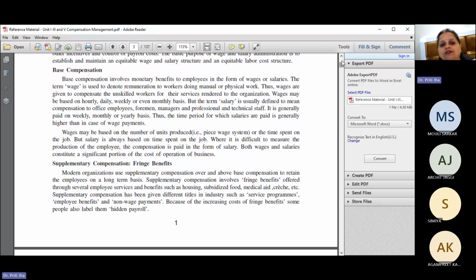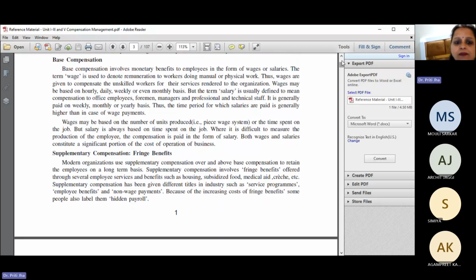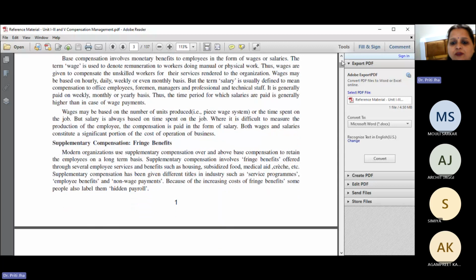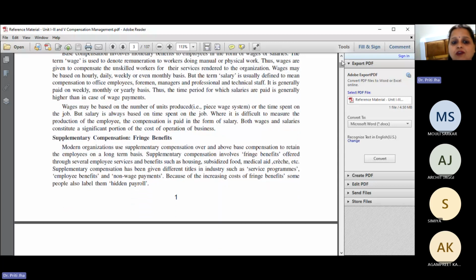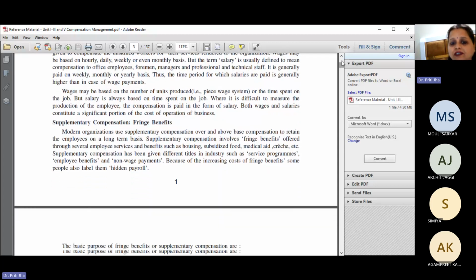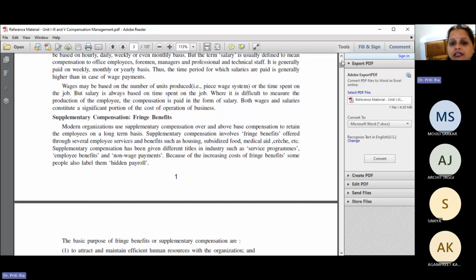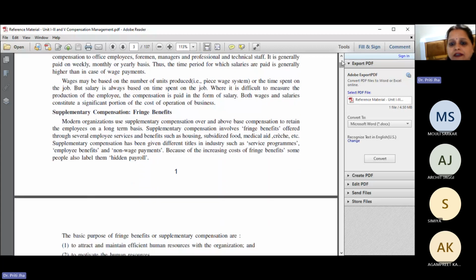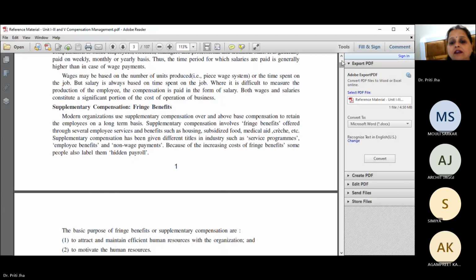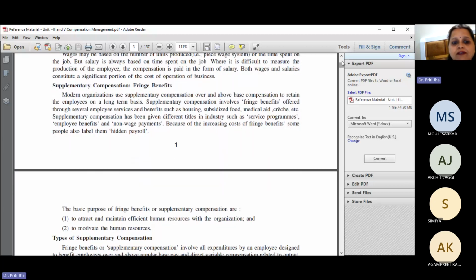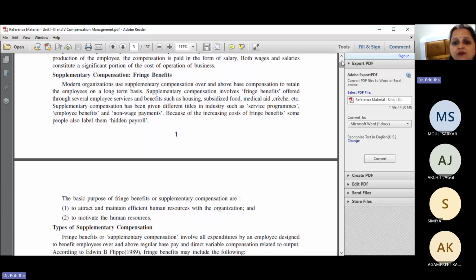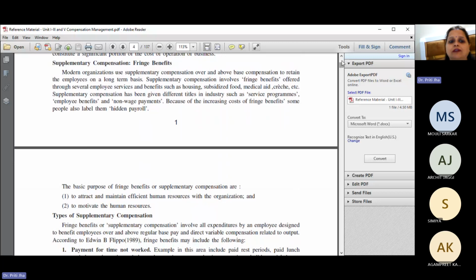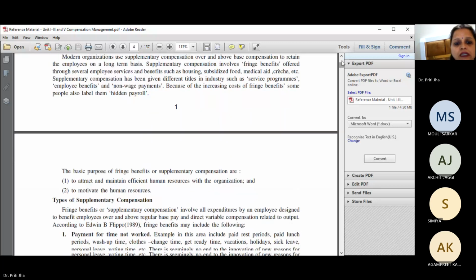Now come to supplementary compensation. It is also known as fringe benefits. Supplementary compensation involves fringe benefits offered through several employee services and benefits such as housing, subsidized food, medical aid, crèche, etc. It has been given different titles in industry such as service programs, employee benefits, and non-wage payments. Because of the increasing cost of fringe benefits, some people have also labeled them hidden payroll.